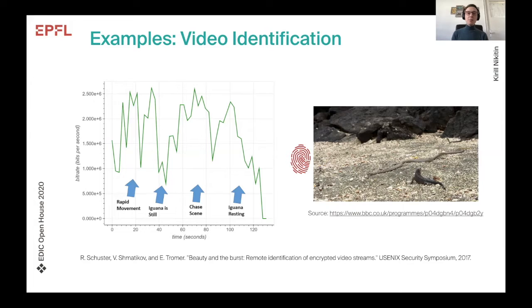In this particular example, Schuster et al. demonstrated how to identify videos being streamed. And the key insight is that bitrate depends on how much action happens in the video. More action, more bits being sent. And this information was sufficient to uniquely identify a big corpus of videos.